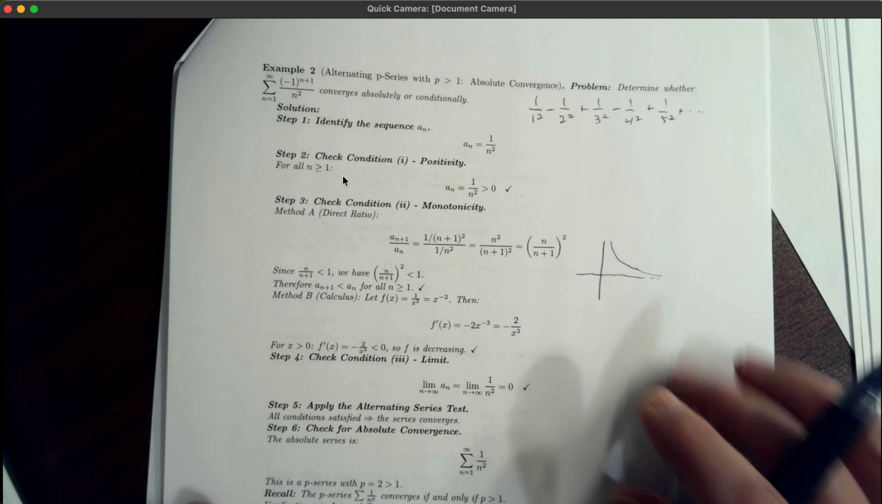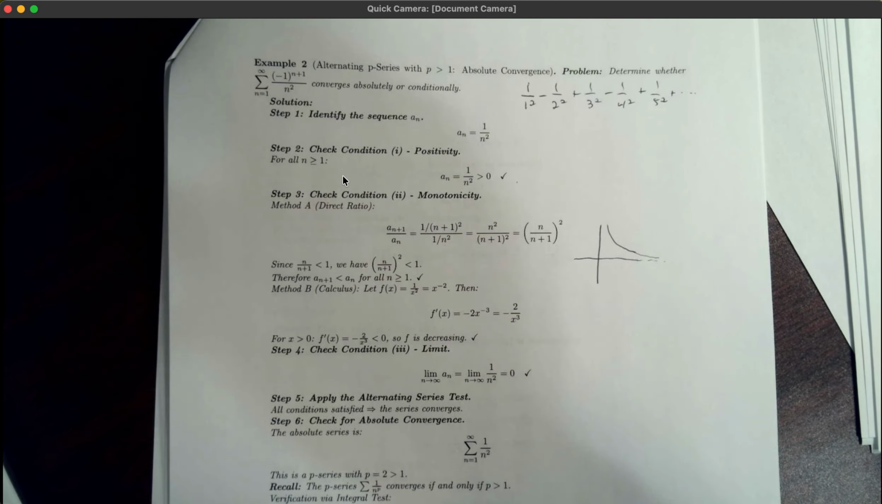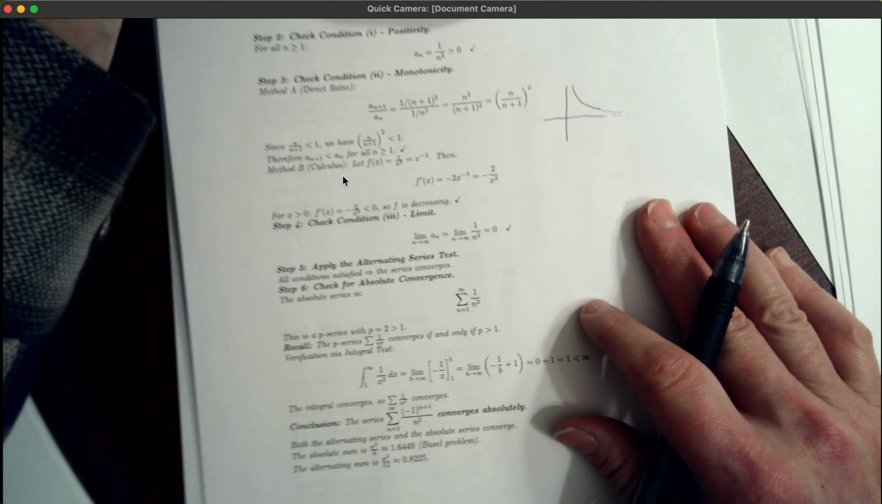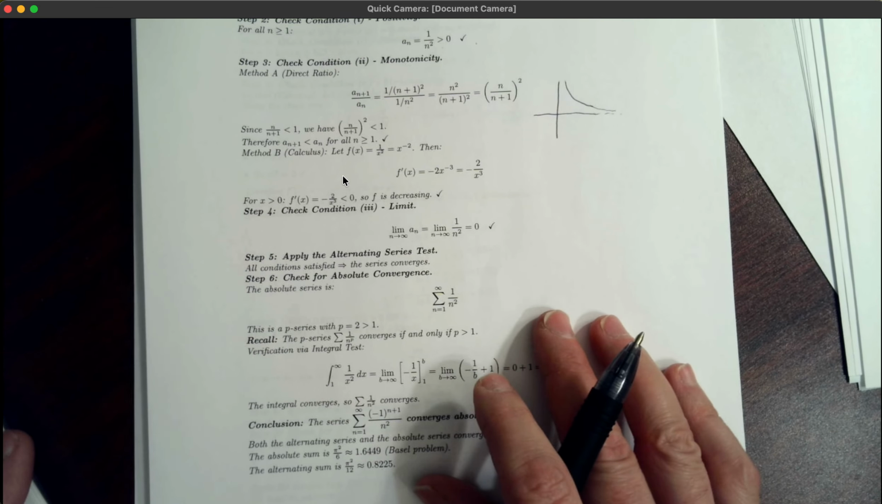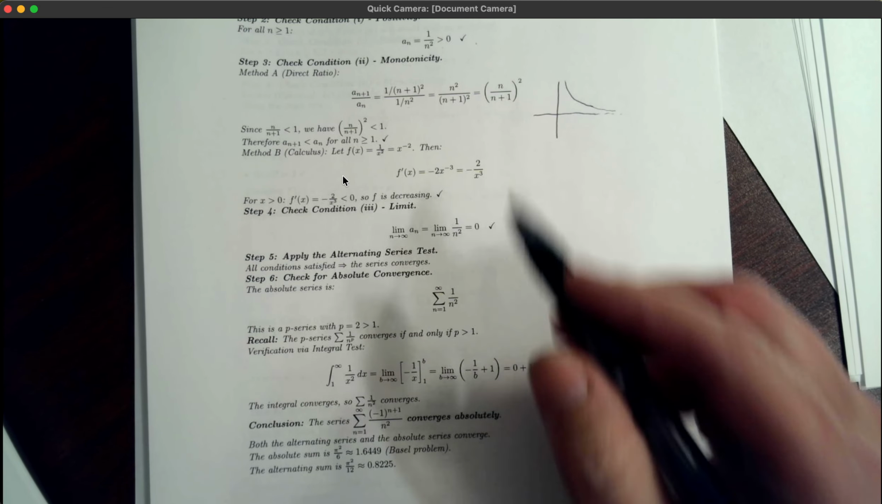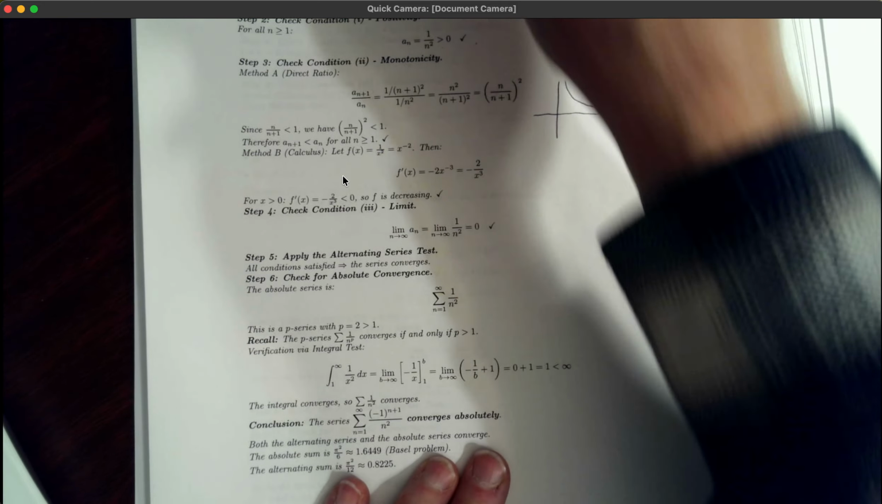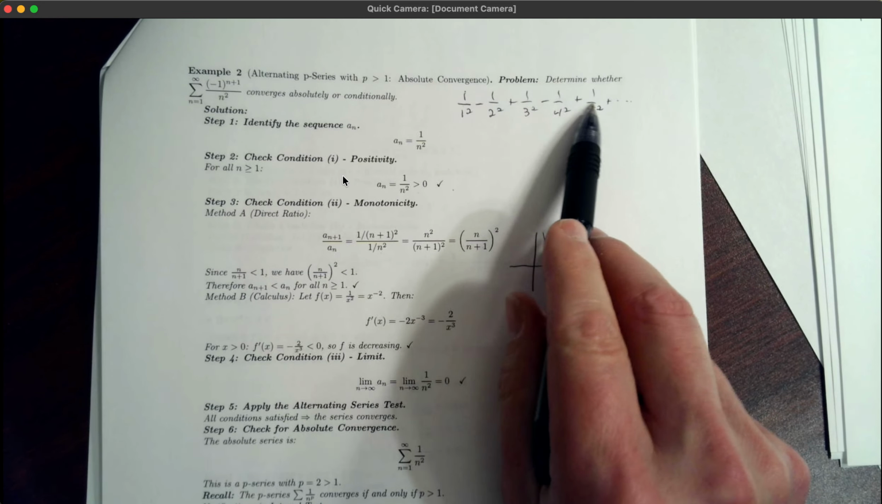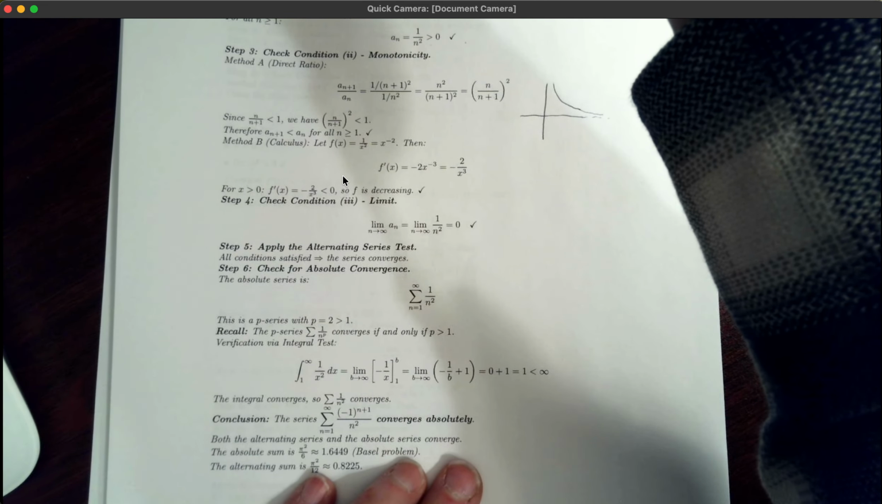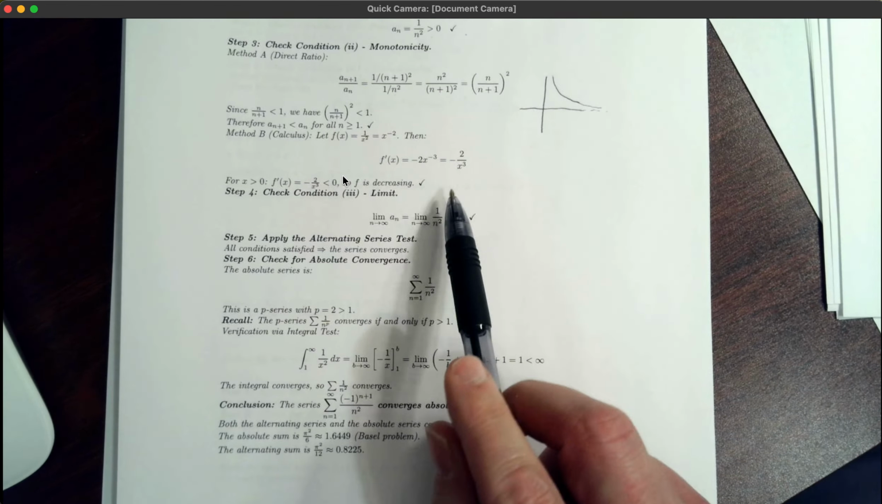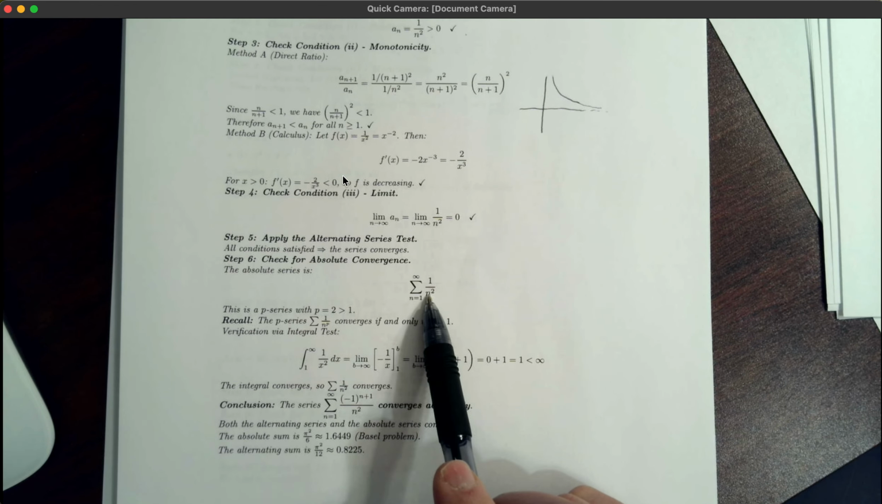Right, pretty easy. Okay, so by the alternating series test, the alternating series converges, right? The alternating series up here converges. This series converges. And does it converge absolutely? Well, take away the negative signs and just make every term positive. And yes, this is a p equals 2 series.